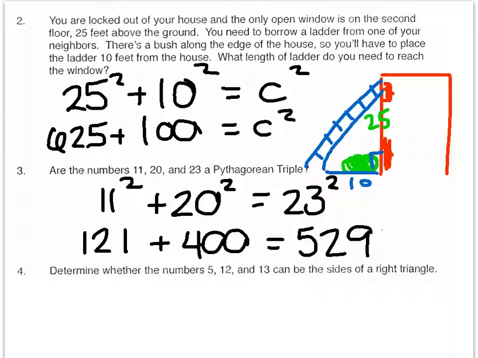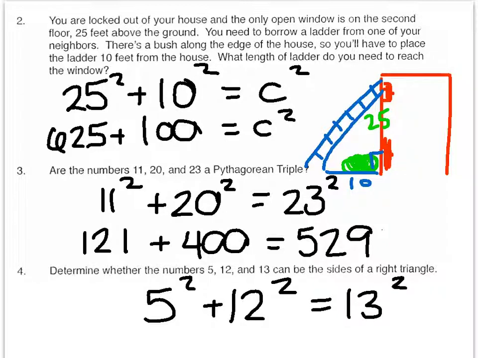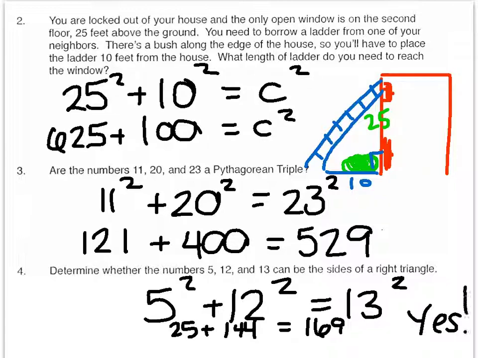No. 5 squared plus 12 squared equals 13 squared. Well, I know that 5 squared is 25, and 12 squared is 144. So 25 plus 144 does equal 169. So you'd say, yes, that is a Pythag.